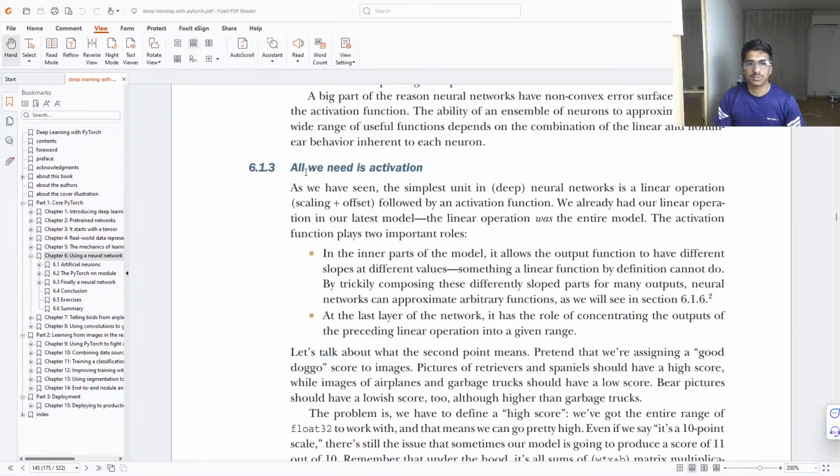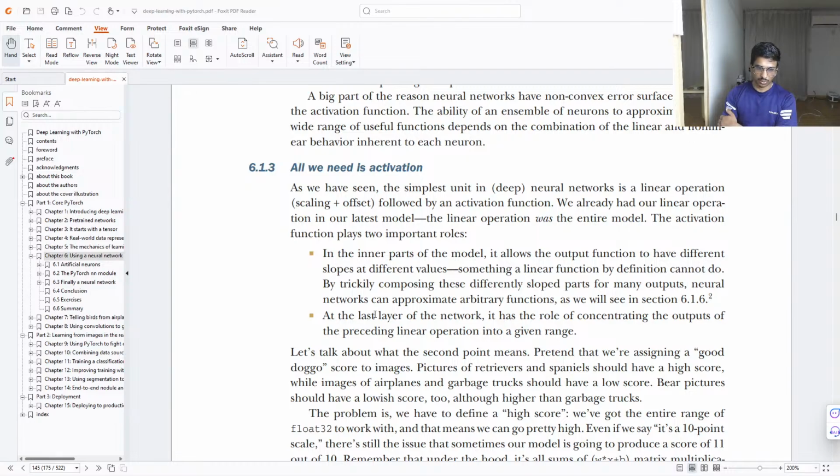Okay, as we have seen, the simplest unit in a deep neural network is a linear operation, scaling plus offset, followed by an activation function. We already had our linear operations in our latest model. The linear operation was the entire model. The activation function plays two important roles. In the inner parts of the model, it allows the output function to have different slopes at different values, which a linear function by definition cannot do. By cleverly composing these different slope parts for many outputs, neural networks can approximate arbitrary functions, as we will see in section 6.3.